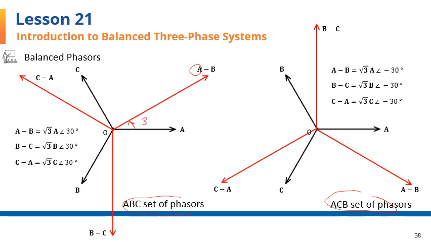So this one leads A by 30 degrees. This one leads C by 30 degrees. And this last one, B minus C, leads B by 30 degrees. Whereas for the negative sequence set, A minus B lags A by 30 degrees because of the clockwise direction. And B minus C lags B by 30 degrees. And C minus A lags C by 30 degrees.